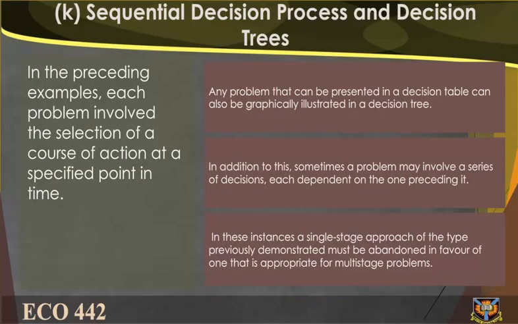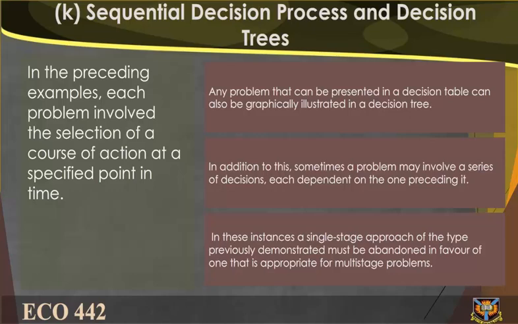K. Sequential decision process and decision trees. In the preceding examples, each problem involved the selection of a course of action at a specified point in time. Any problem that can be presented in a decision table can also be graphically illustrated in a decision tree. In addition to this, sometimes a problem may involve a series of decisions, each dependent on the one preceding it.